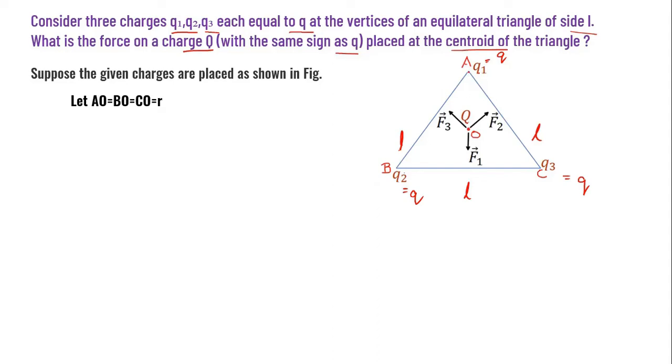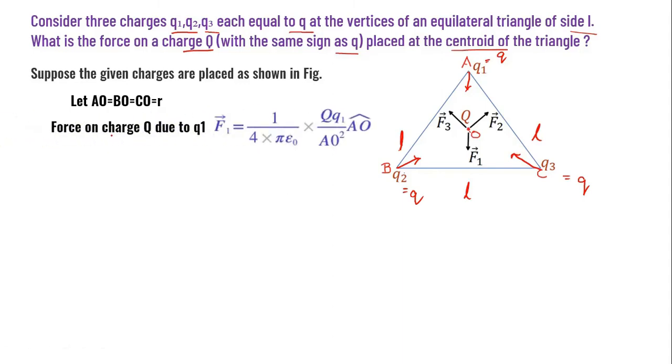For that we should know the distance AO, the distance BO and the distance CO. So, the AO distance, let us suppose, is R. Similarly, the BO distance, in this direction, is also equal to R. Similarly, CO, which is in this direction, is also equal to R. So, we have got all the distances. Now, let us calculate the force on charge capital Q due to Q1. Q1, which is placed at point A, will be exerting a force F1, which is in the direction of AO.